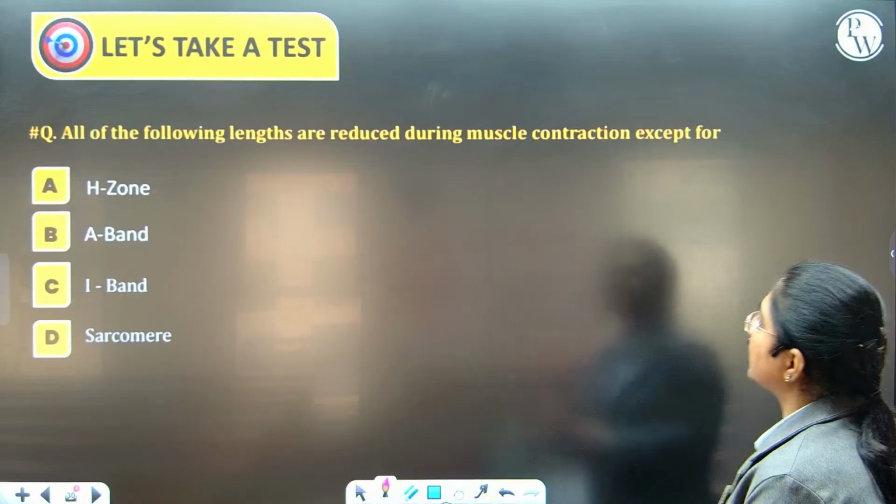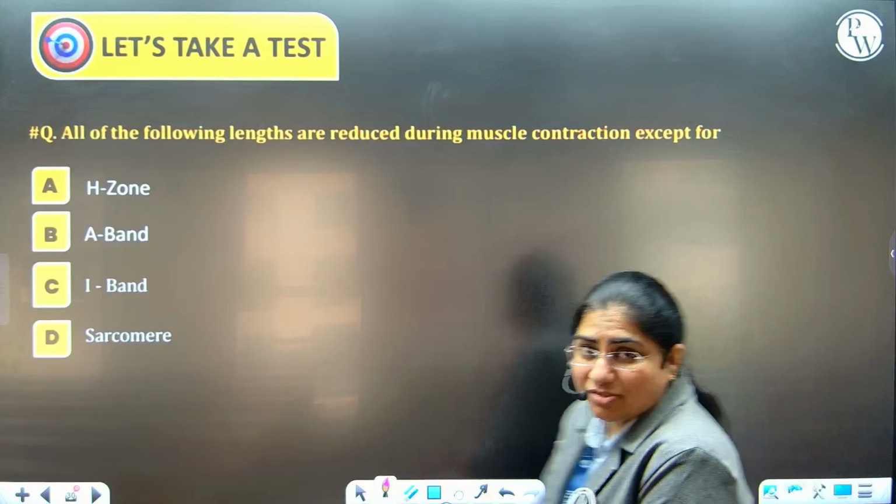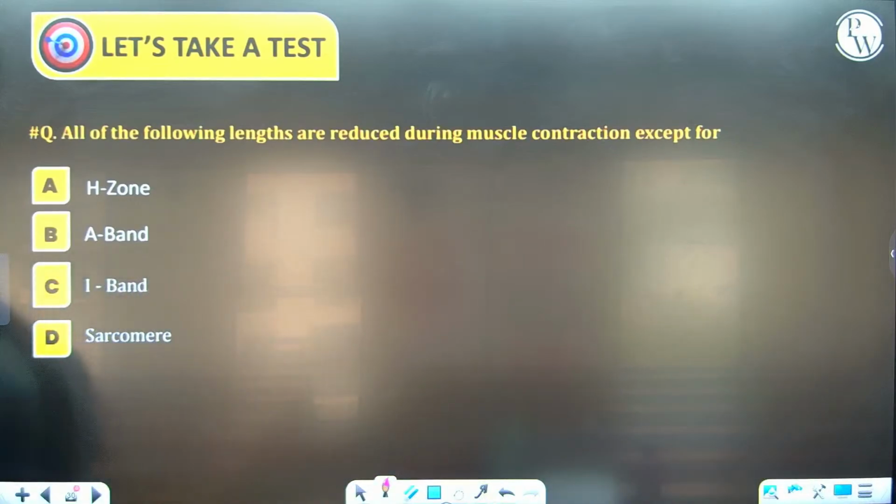All of the following lengths are reduced during muscle contraction except, I just explained you. Quickly, if you can give me the answer.